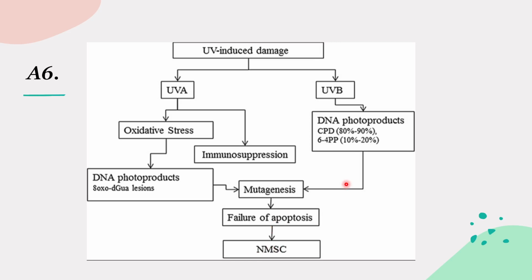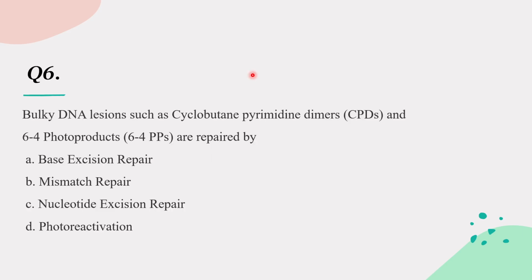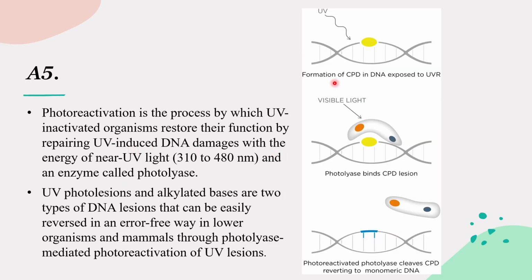As we previously discussed in the previous slide, as you can see here, it is written here in CPD. CPD stands for cyclobutane pyrimidine dimer, and 6,4 photoproducts are generally produced by this UVB mediated DNA damage. And here this photoreactivation process is helping in removing these lesions in the DNA.